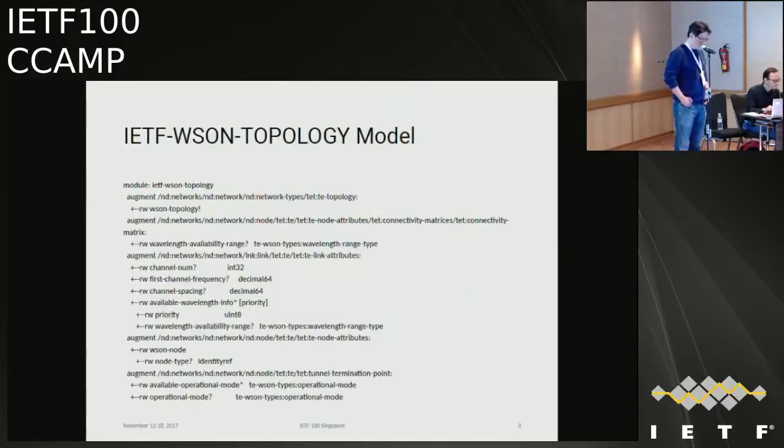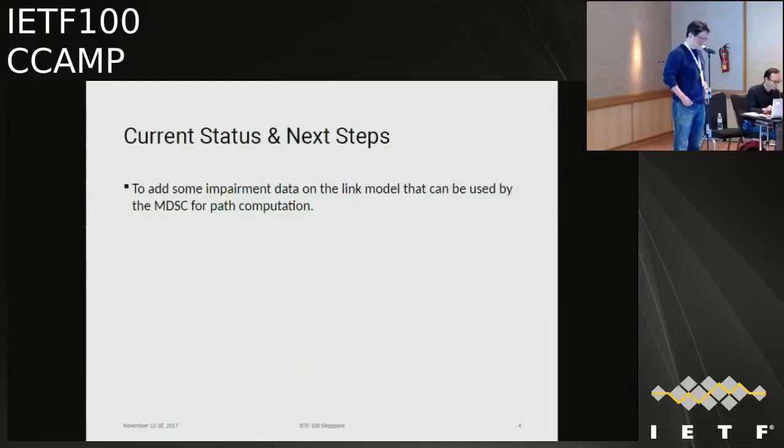So this is basically the WSON topology model. As you see, a lot of augmentation from the T tunnel model, the T topology model, and we just kept what is unique for WSON. Next, please. So I think most of the basic work is done, but possibly impairment data we can introduce as a link model in the next revision, so that the MDSC can use those impairment data for path computation. So this is one thing that remains to be done. Okay, so it's not quite stable yet.